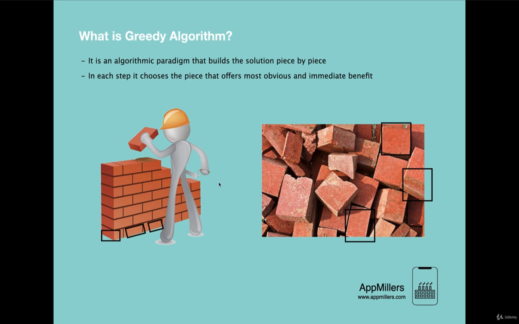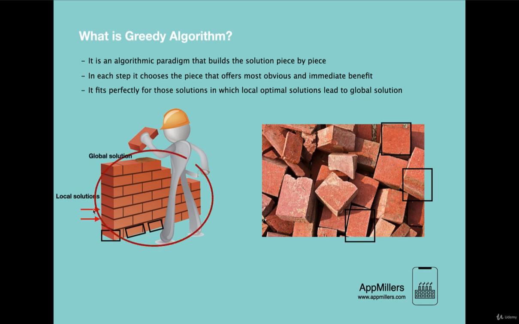Now the third property of greedy algorithm is it fits perfectly for those problems where choosing a local optimum solution also leads to a global optimum solution, which is known as greedy choice. So what do we mean by locally optimum solution and globally optimum solution? In our example, building the first layer and second layer and third layer and others are local solutions. And these are the best local solutions at that time. So if we combine all these local solutions, we get our wall. So this is the global solution.